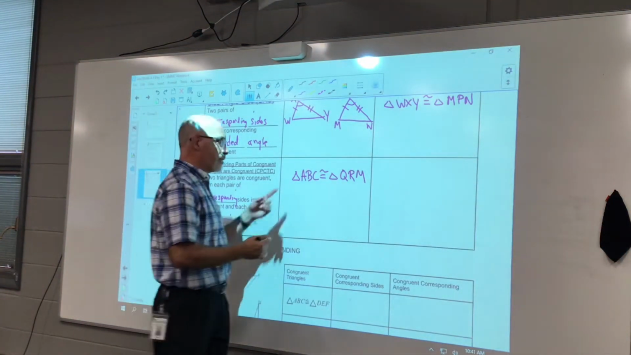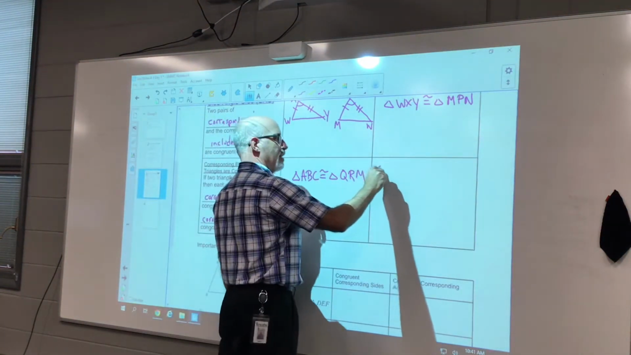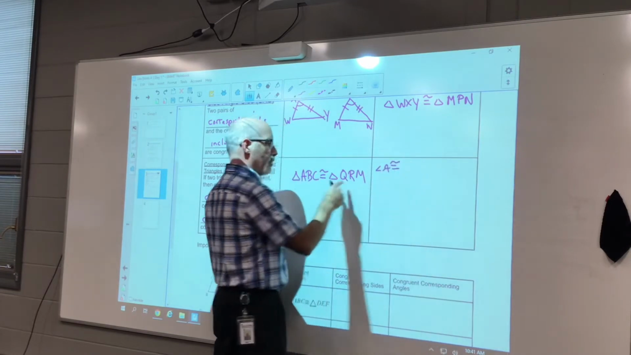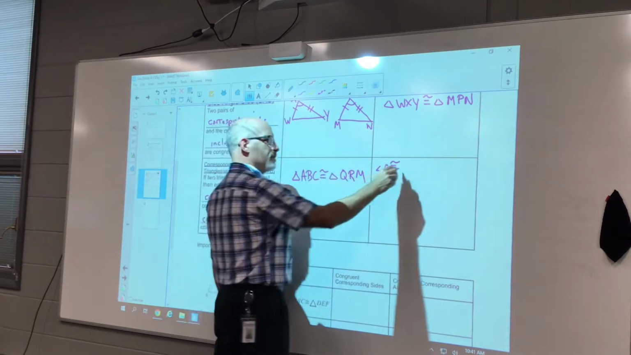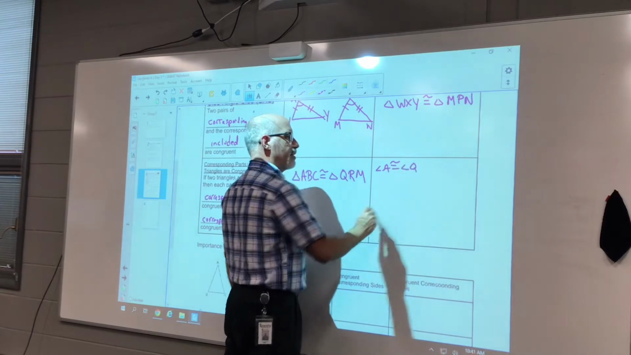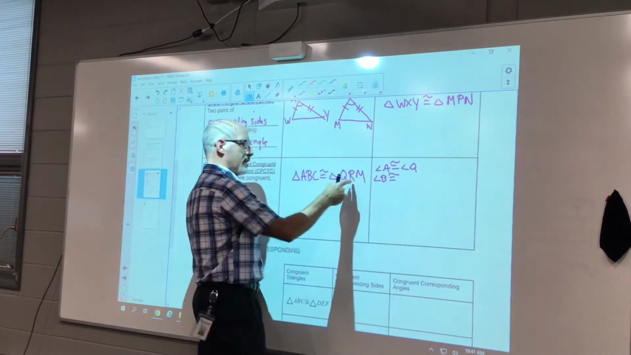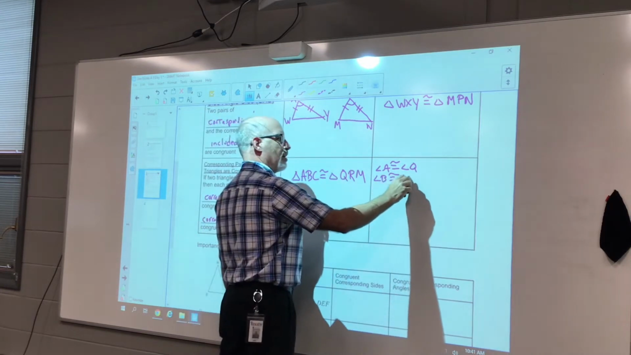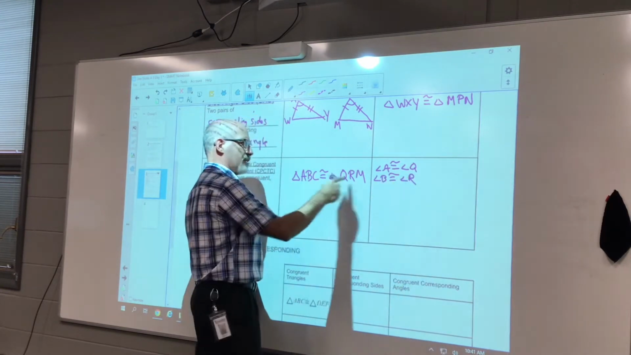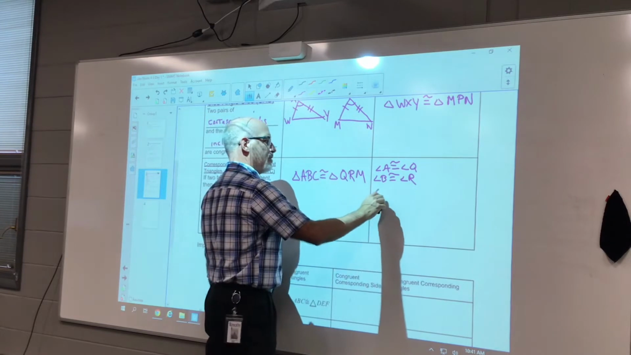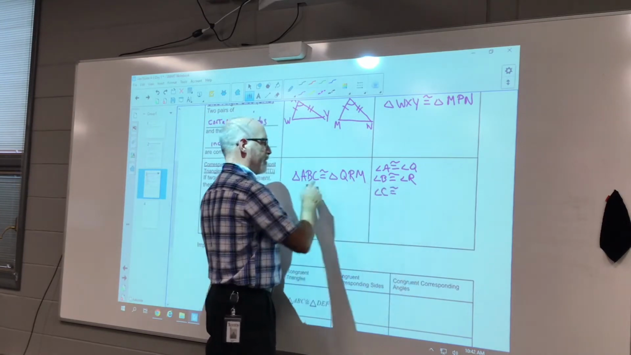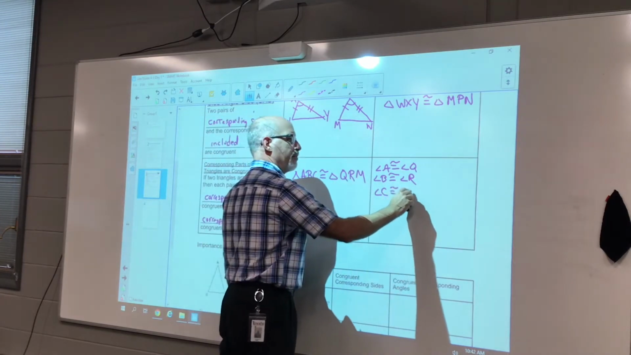So if this is what we have as congruent, we can now say all the corresponding parts are congruent. So we can do the angles. We can say angle A is congruent to the one corresponding to it. It's listed first, so that's angle Q. We've got angle B will be congruent to the angle in the middle here, angle R, because they correspond and where they're listed. And then angle C corresponds with the M, angle M.